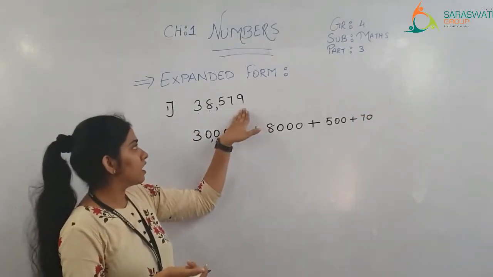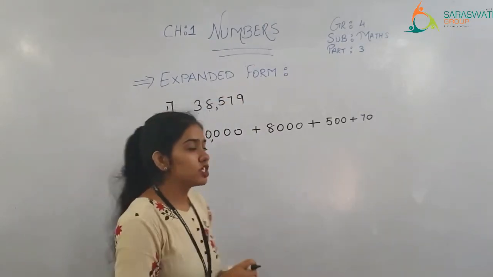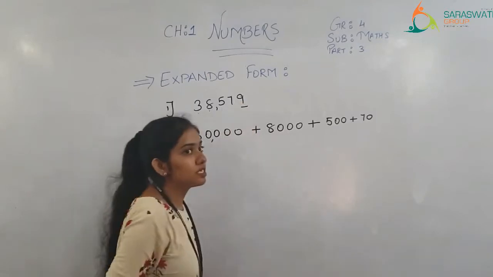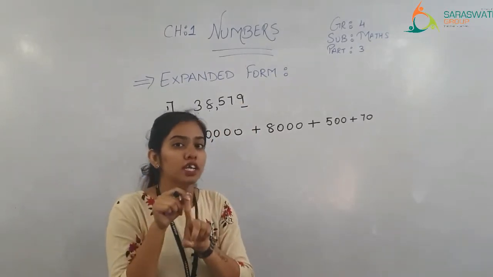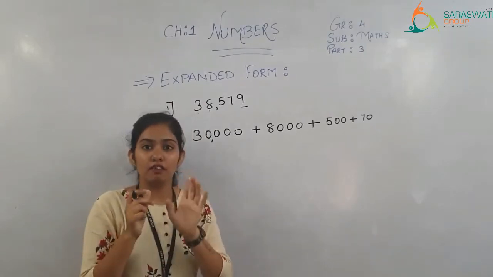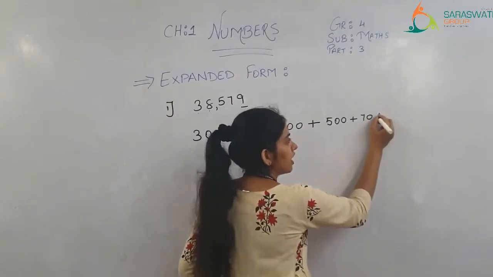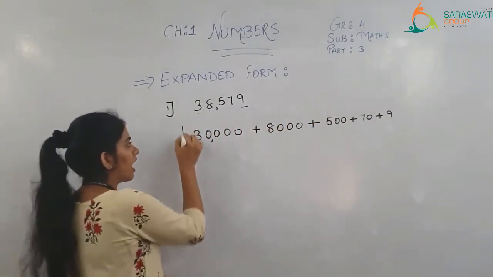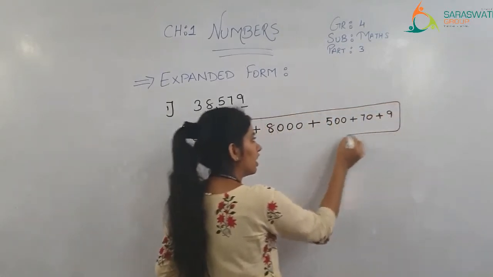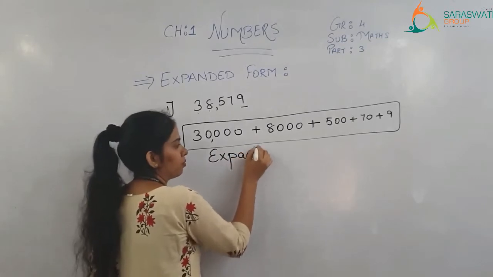And at last, at the ones place there is 9. As I told you, when the digit is at the ones place you are not supposed to add anything, because it is only 1. So the place value and the face value will be the same. So again we will put the sign of addition and we'll write 9. So here I have written this value in expanded form.